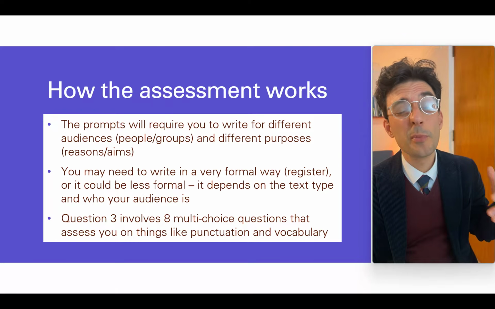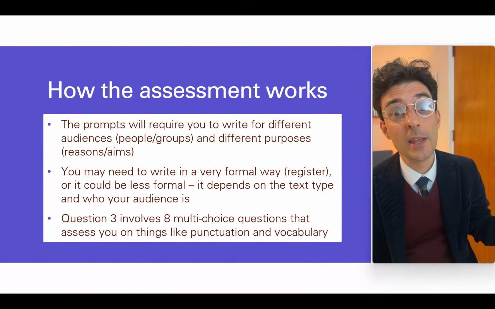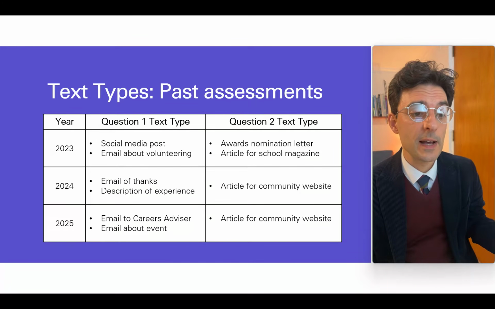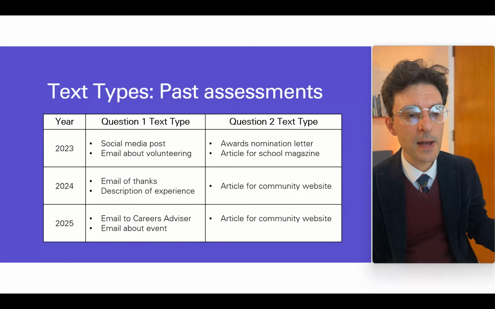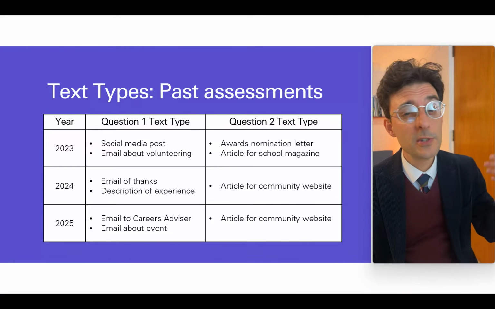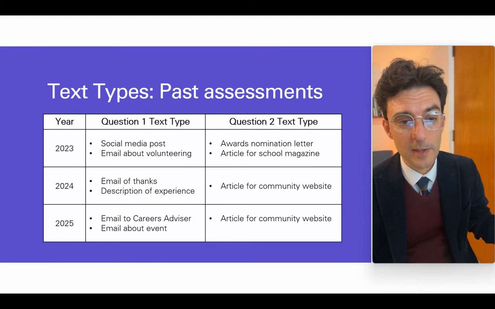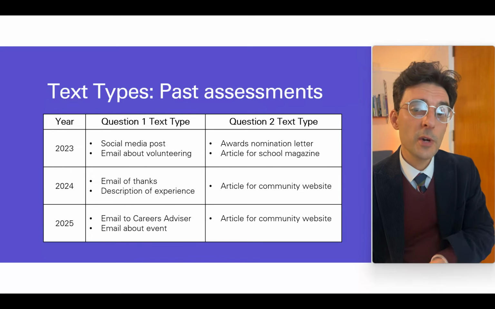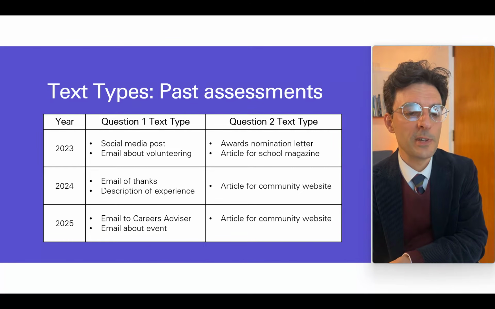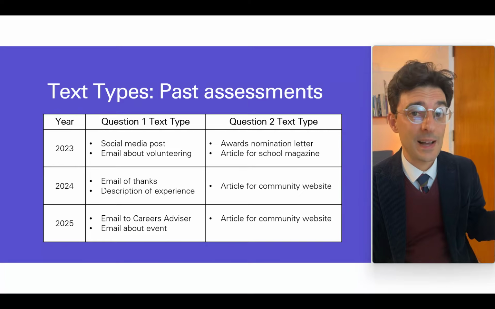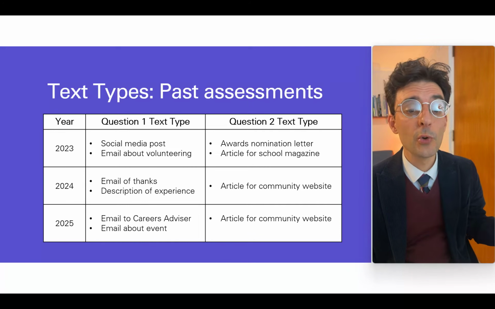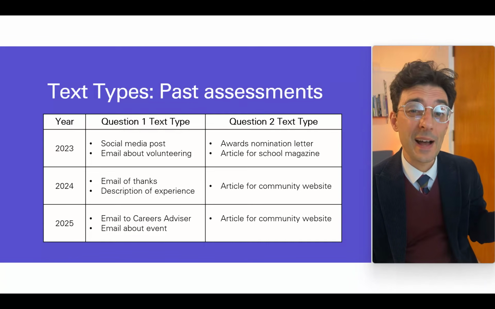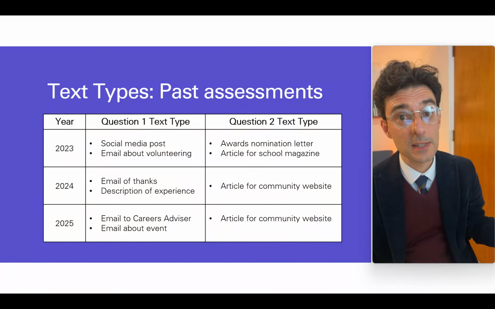So let's talk more about question 1 and 2, which is where the writing happens. What have we seen in the past? In question 1, we've seen some variety. So students have been asked to write social media posts, emails about volunteering, emails thanking people, descriptions of experiences to kind of sell their town to other people, emails to career advisors, the list goes on. For question 2, the longer one, 250 to 350 words, typically in the last few years there have been articles, and they've been articles for school or community websites or magazines, a different variety of topics each time, but article has been the text type. So that's what we've seen in the past.